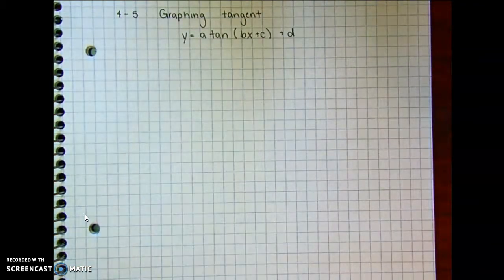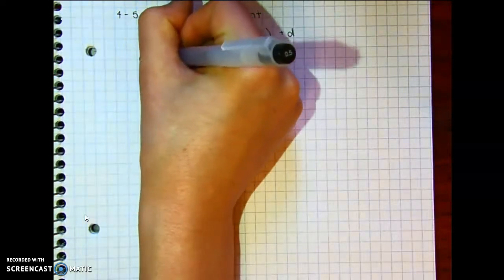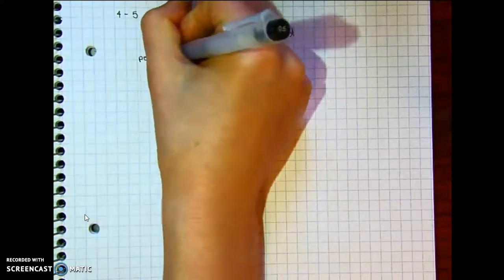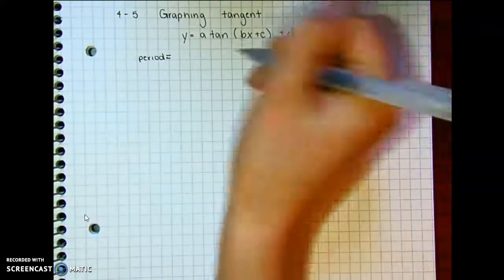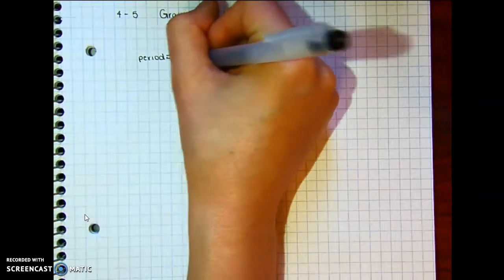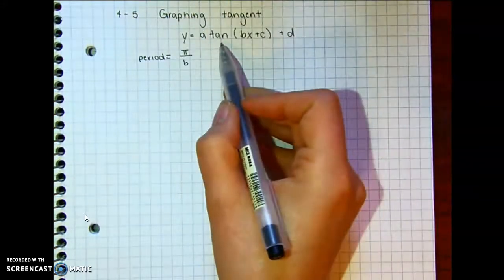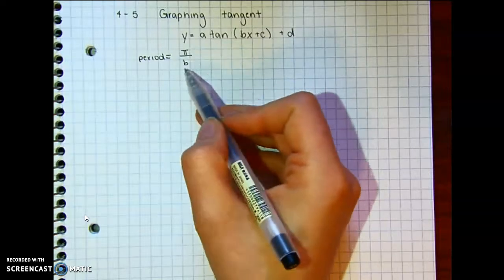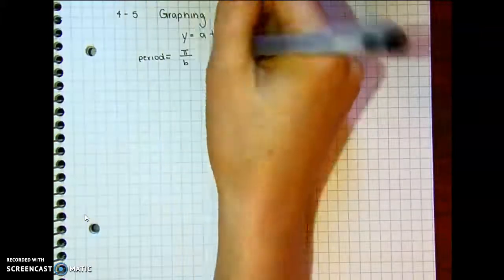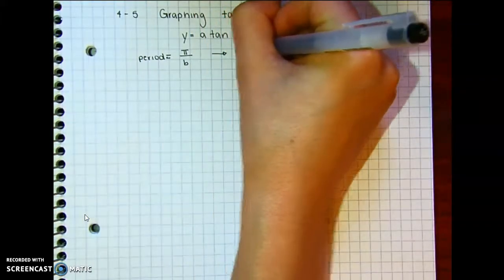Now your period is going to be found using, I guess it should be equal signs since it's an equation. Your period is going to be whatever a normal period is divided by b, just like for sine and cosine and stuff. But that's a distance of pi because it's tangent. Right? So a period is pi divided by b. Your period, the way it looks, is it's your distance between the asymptotes.